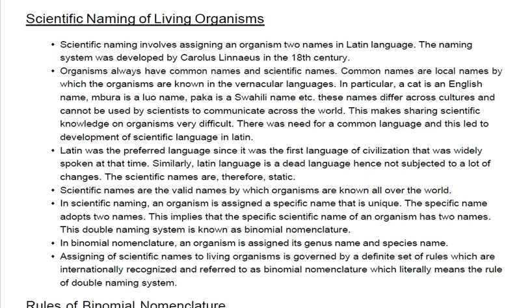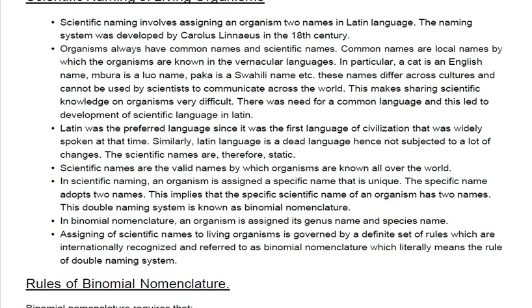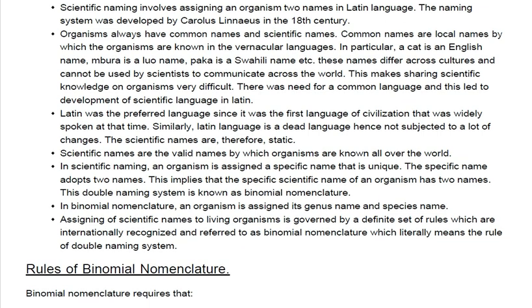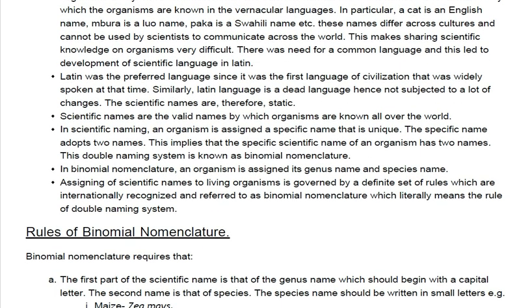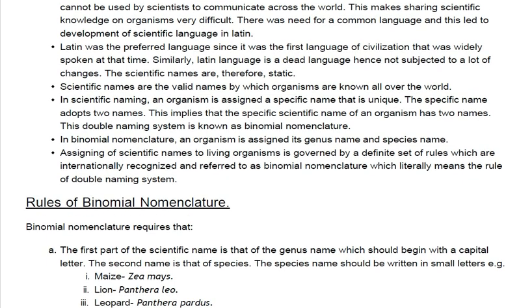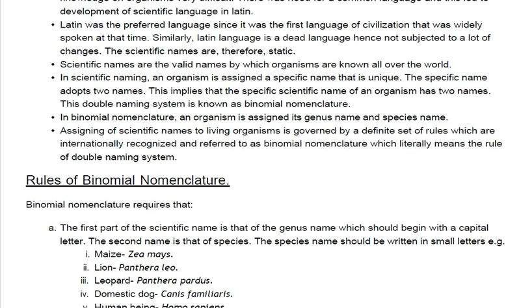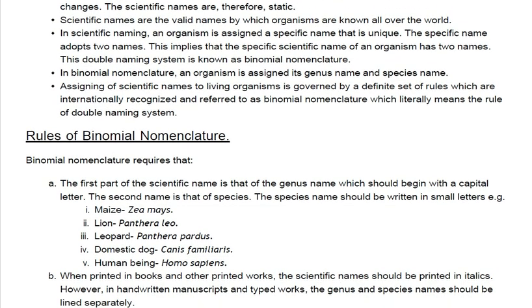In scientific naming, an organism is assigned a specific name that is unique. The specific name adopts two names. This implies that the specific scientific name of an organism has two names. This double naming system is known as binomial nomenclature. In binomial nomenclature, an organism is assigned its genus name and species name. Assigning of scientific names to living organisms is governed by a definite set of rules which are internationally recognized and referred to as binomial nomenclature, which literally means the rule of double naming system.